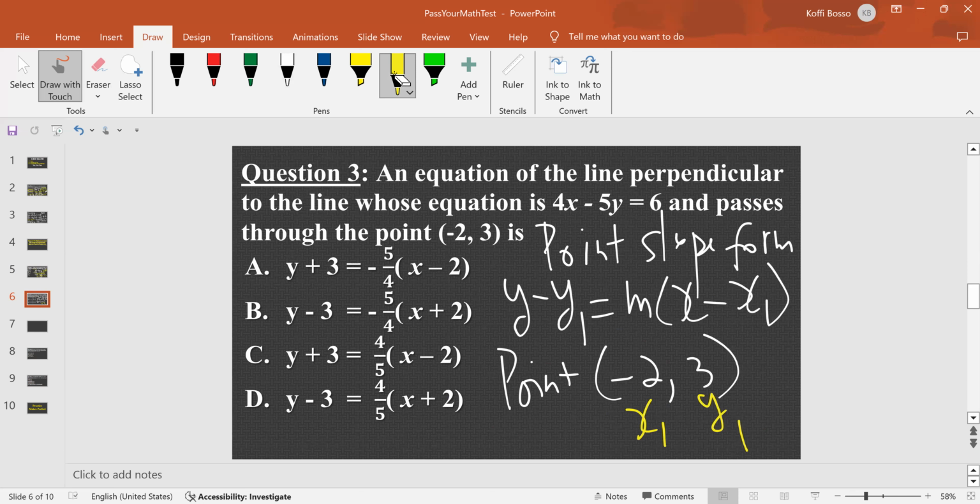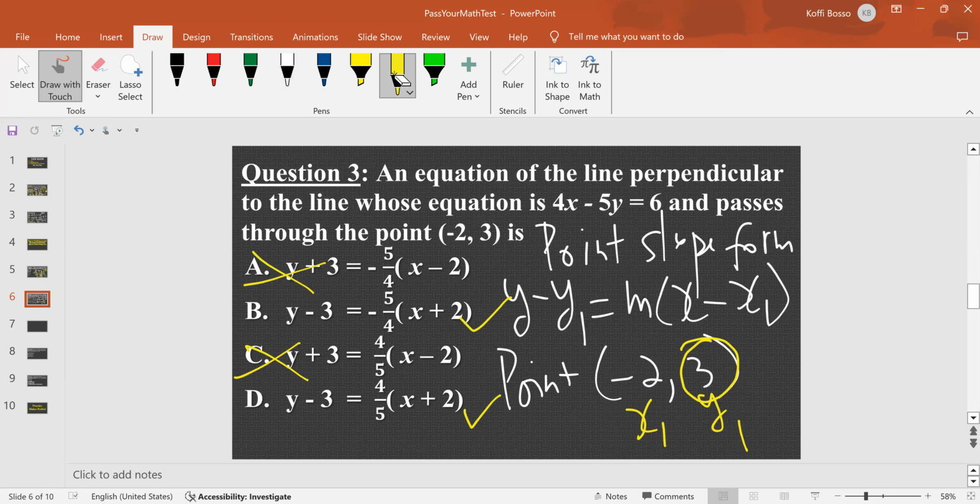Okay. So if you follow the formula, they say y minus y1. Because my y1 is 3, I will check to see in which equation I have a y minus 3. In which equation I have a y minus 3. So far, we have equation B and equation D. That means what? A is out, C is out. Because the form means we need y minus y1.